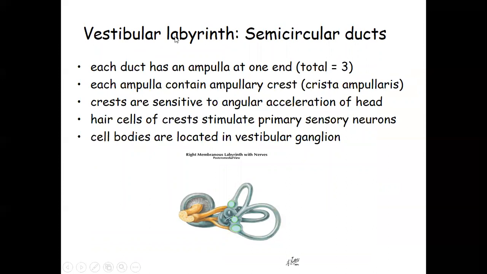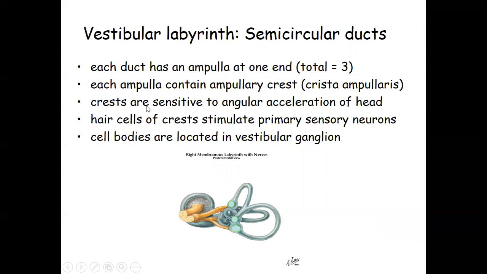Okay, and then the next component of the vestibular labyrinth is the semicircular duct. You can see here, this is the semicircular duct. Each duct has an ampulla at one end. You can see here the dilated portion, the ampulla, and we have three ampullae. Each ampulla contains the ampullary crest, the crista ampullaris.